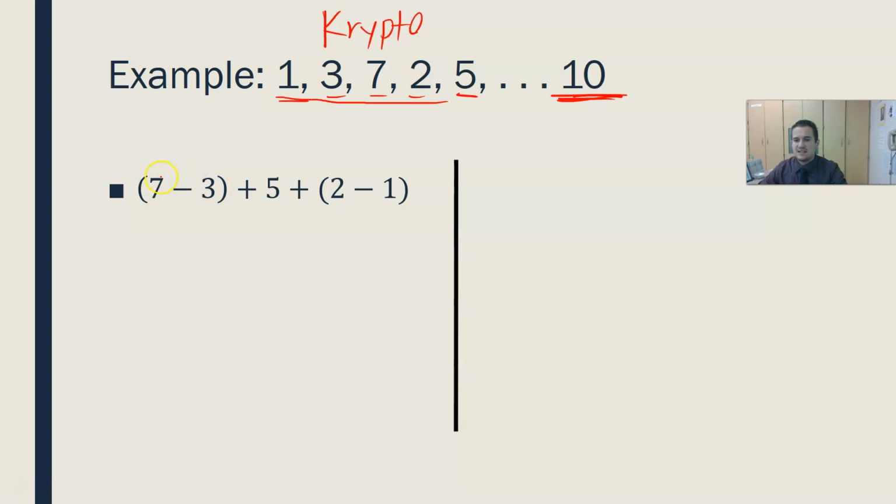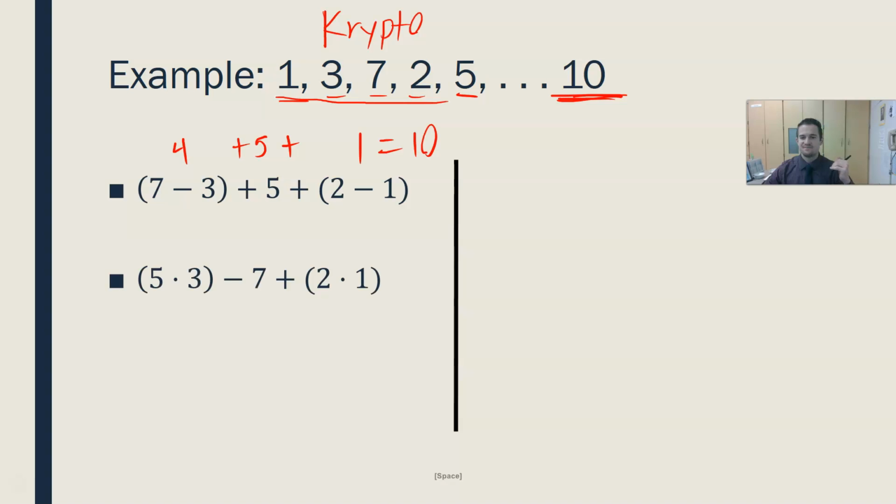So first I did 7 minus 3, which is 4, and 2 minus 1 over here, which was 1. And I did 4 plus 5 plus 1. 4 plus 5 is 9, plus 1 is equal to 10. Boom. Love it. Killed it.